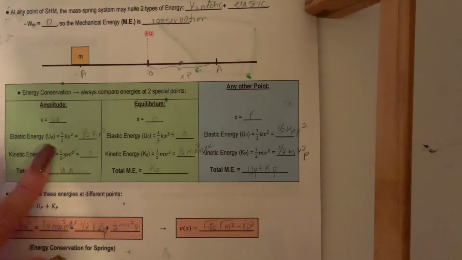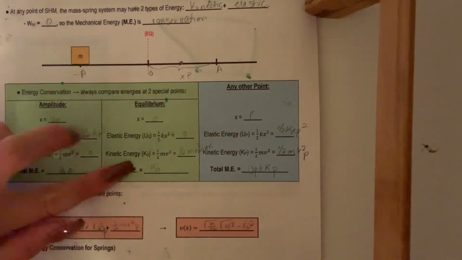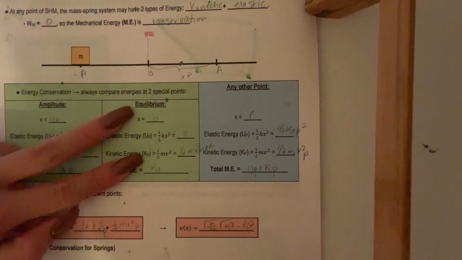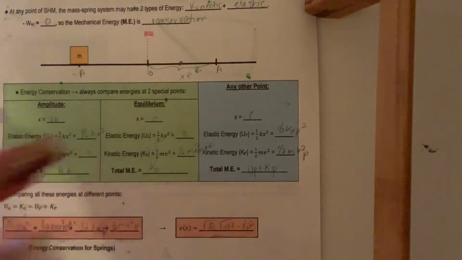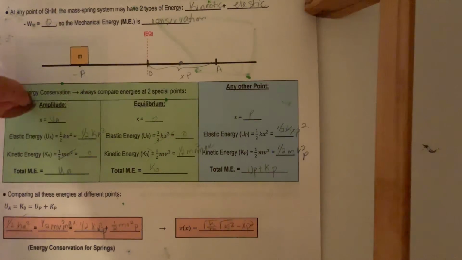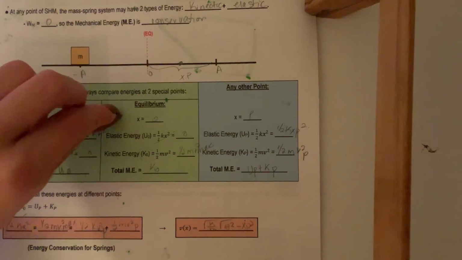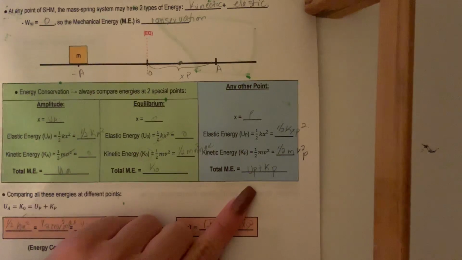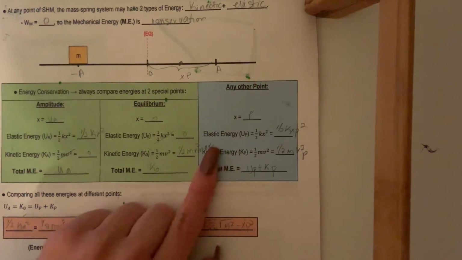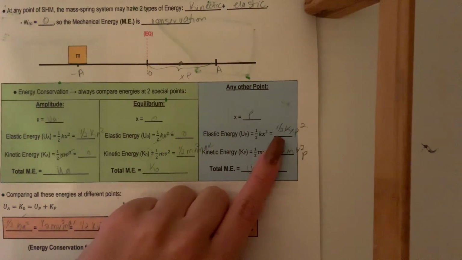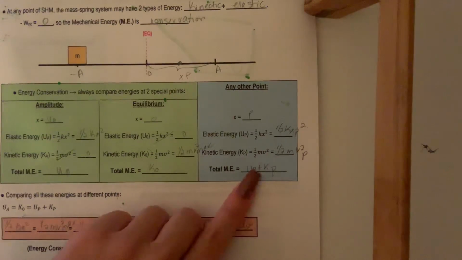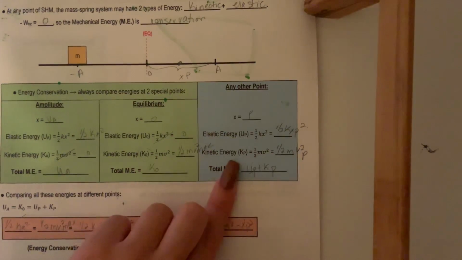The UA is the amplitude. The K0 is equilibrium, and in this case it is for any other point, like it's going to be neither the amplitude nor the equilibrium. That's why we're given this value of UP, which is the elastic energy of any different point, which has a value of 1/2 k xP to the second power.